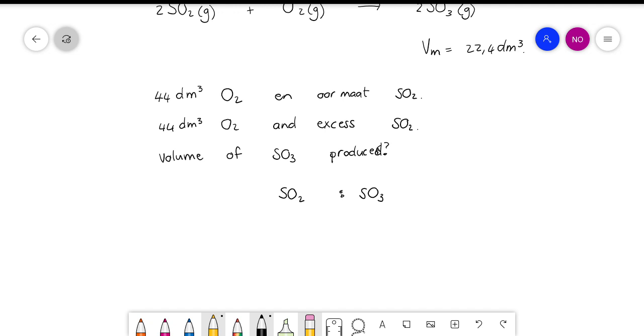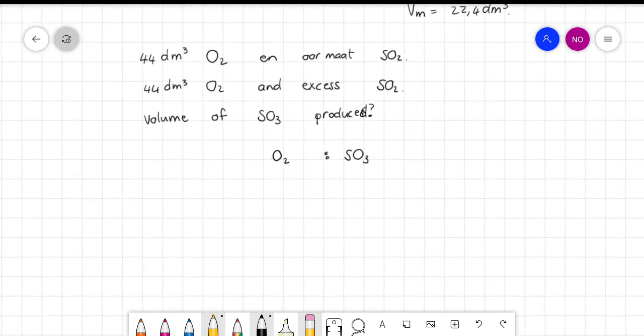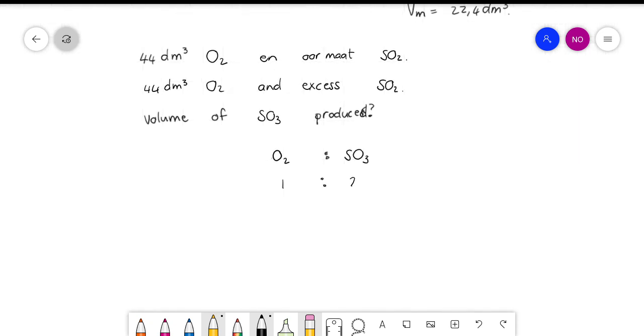Want ek gaan in die volgende vraag, dit vat na massa toe. Nou, ek is verkeerd, ek het net verkeerd geskryf. Ons het reg gepraat, ek het net verkeerd geskryf. Sorry. Okay. Good. So because it's volume, I can say that I know the relationship of oxygen to SO3 is 1 to 2. Meaning that if I have 44 of this, do you guys agree that I would produce 88 cubic decimeters of SO3?